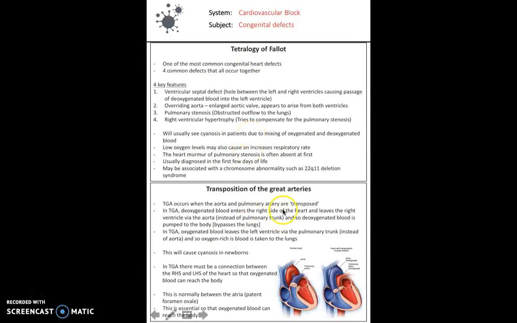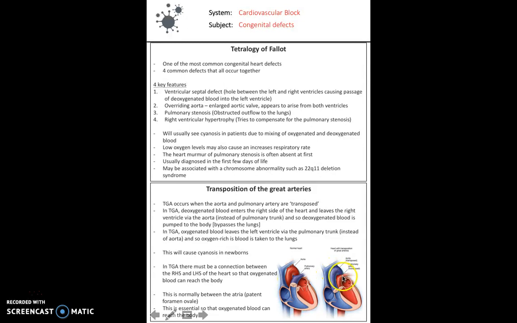So next we have transposition of the great arteries, and this essentially is where you get a swapping of the aorta and the pulmonary artery. So normally you'd expect deoxygenated blood to enter the right atrium, go through to the right ventricle and out via the pulmonary artery to the lungs. However, in this case it doesn't, it leaves via the aorta, so deoxygenated blood is being pumped to the body.